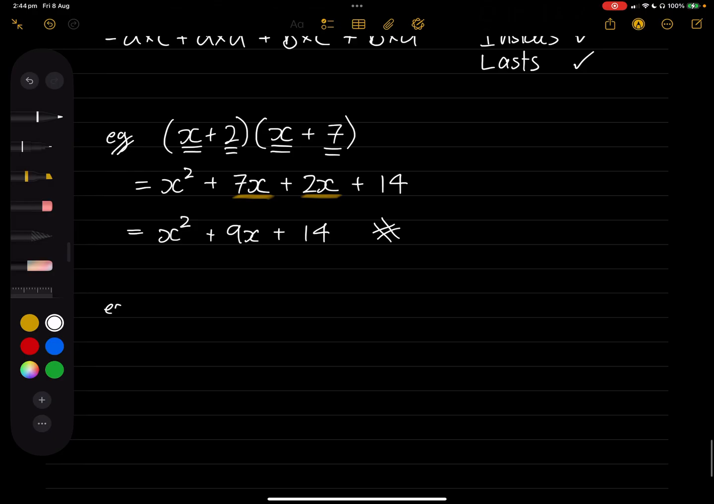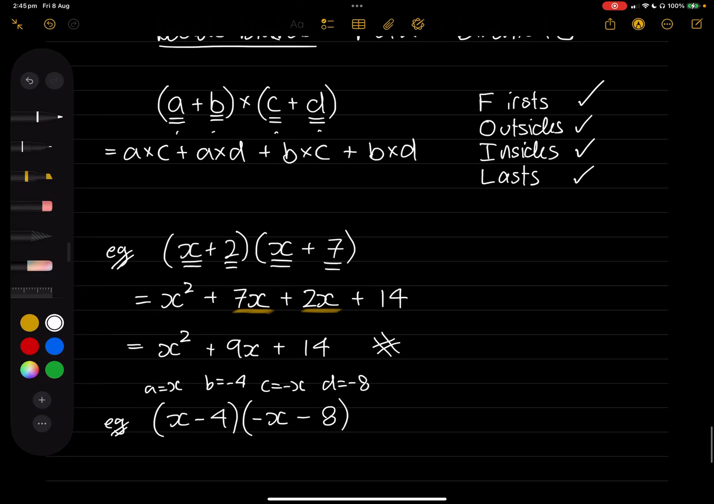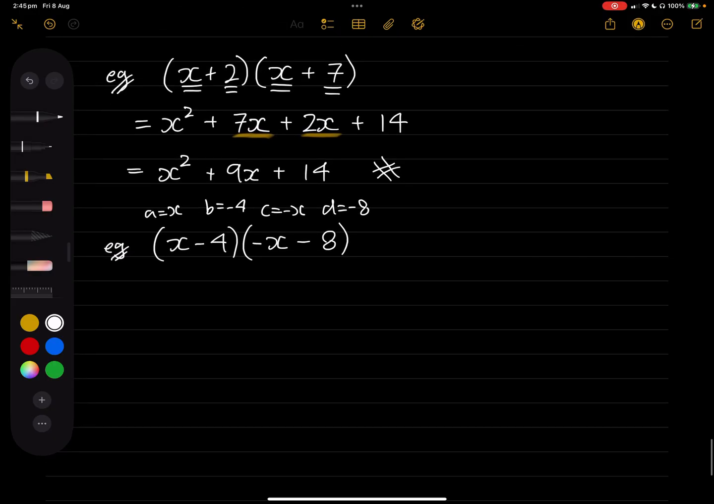So for our negative example, we might have x minus 4 times minus x minus 8. You notice there's a lot of negatives here. So what we've got to do is we've got to say, well, A is x, B is minus 4, C is minus x, and D is minus 8. The A, B, C, and D terms from our original expression, they carry the negative signs with them if they have them. So if we do our FOIL expansion, we get firsts. So let's write down our FOIL.